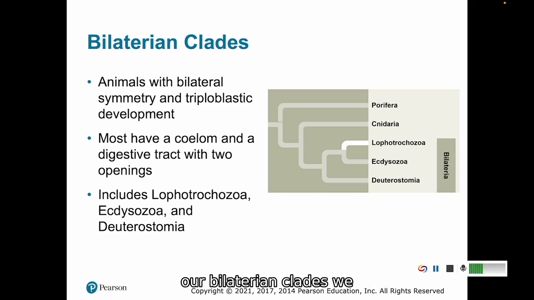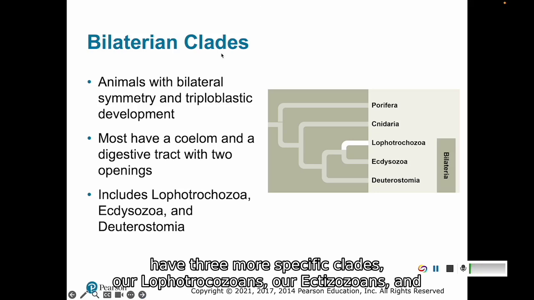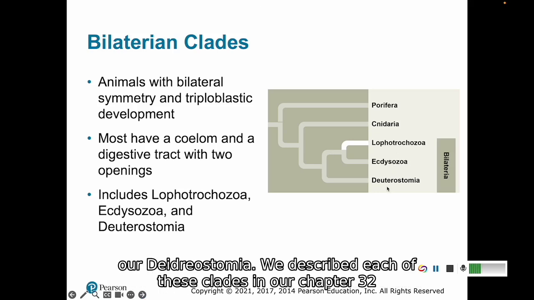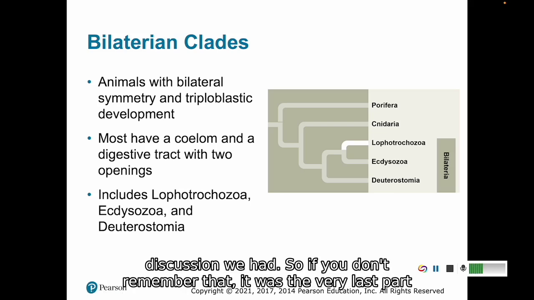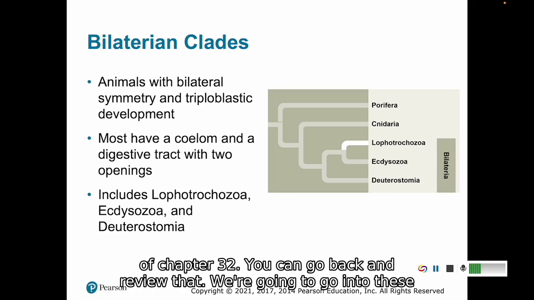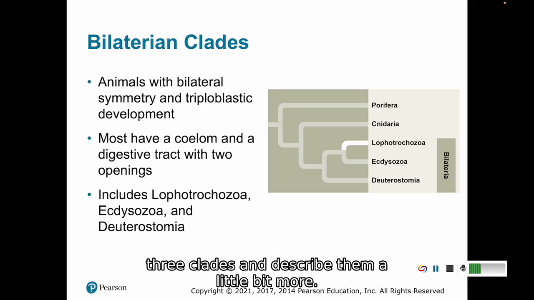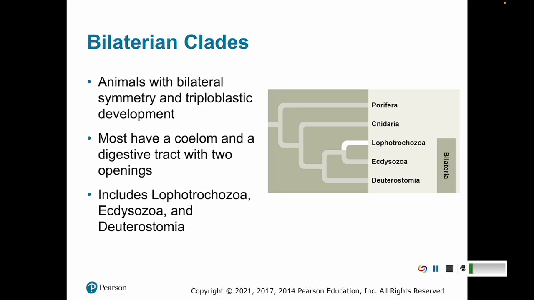In our bilaterian clades, we have three more specific clades: our Lophotrochozoans, our ecdysozoans, and our deuterostomia. We described each of these clades in our chapter 32 discussion we had. So if you don't remember that, it was the very last part of chapter 32. You can go back and review that. We're going to go into these three clades and describe them a little bit more.